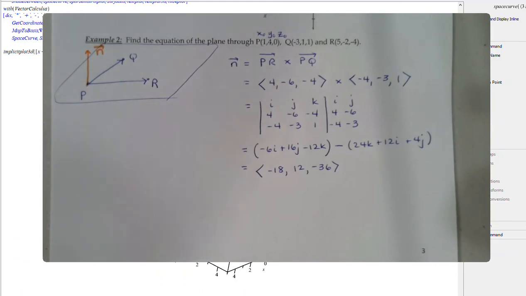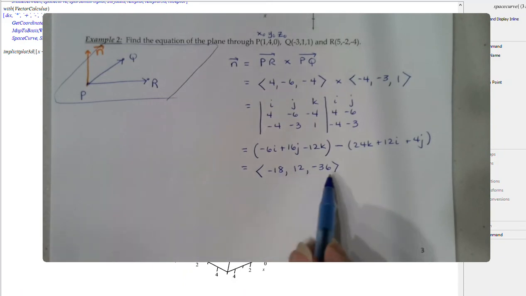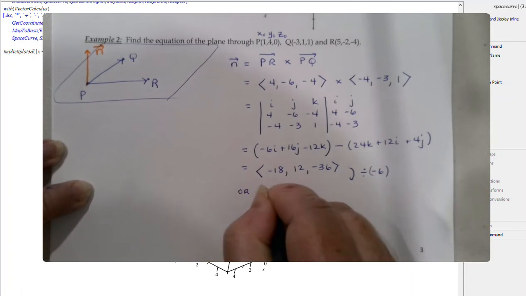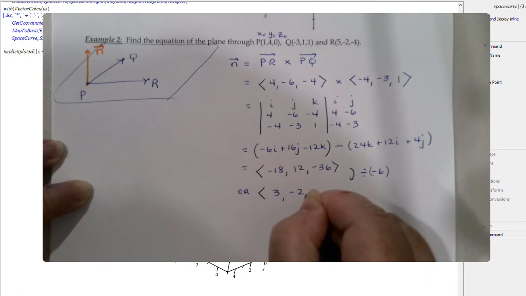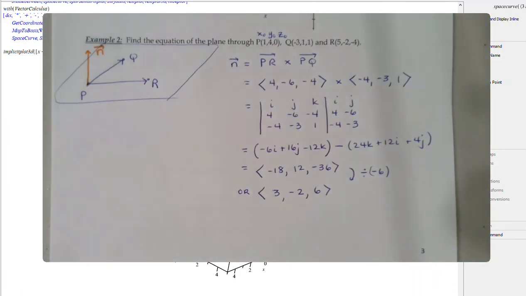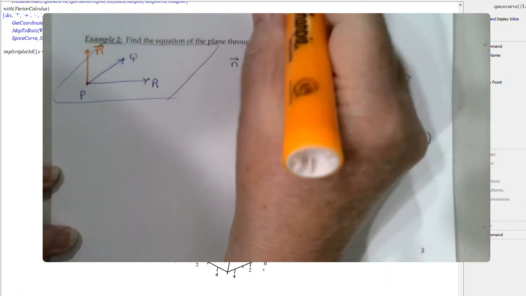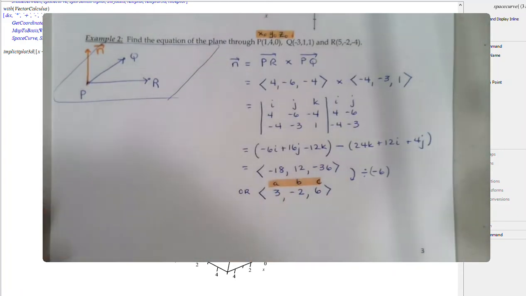Now remember that I don't really care what the length of my normal vector is. All I care about is its direction. So I'm going to notice these are all divisible by 6. I could just go ahead and divide this whole thing by 6, or even negative 6 if I want more positive values. And I'll still have a perfectly good normal vector since I won't have changed its direction, just its length. So just as an illustration, let's divide by negative 6 and say 3, negative 2, 6 would be a perfectly good normal vector. And that's what I'm going to use as my A, B, and C. So ultimately, here's my x naught, y naught, z naught, and there's my ABC.